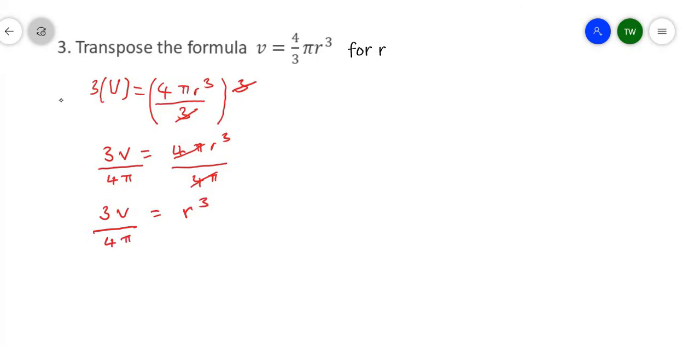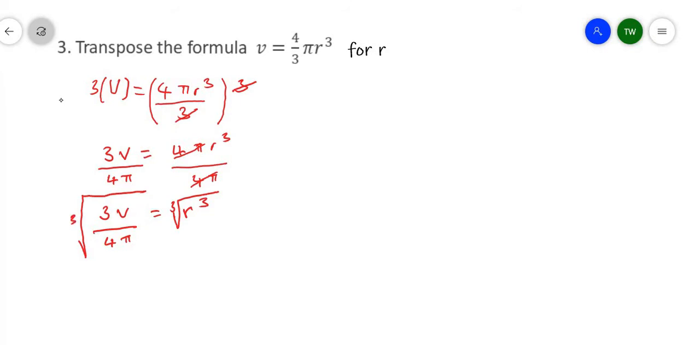Now, here we don't want r cubed to be the subject, because as it stands, r cubed is the subject. But we don't want r cubed to be the subject. We want r here to be the subject. So we need to transfer this 3 to the other side of the formula. So we're going to do the opposite of cubing, which is to take the cube root of both sides. Right? We're going to take the cube root of the right hand side, and we're also going to take the cube root of the left hand side.